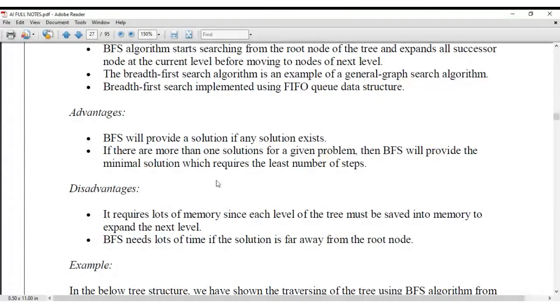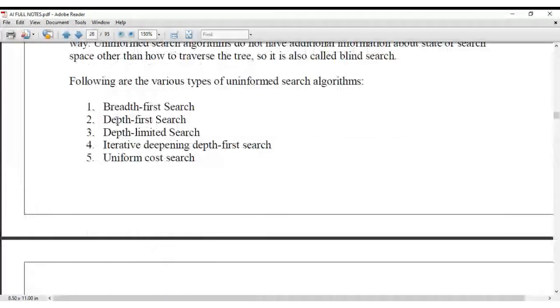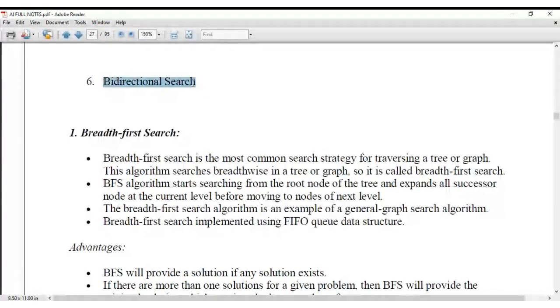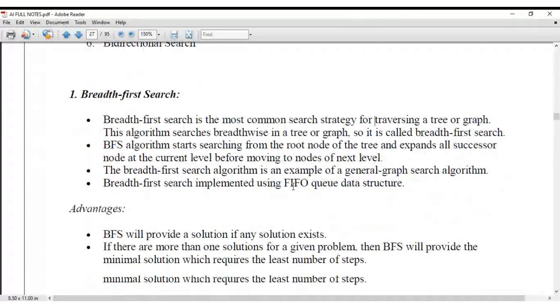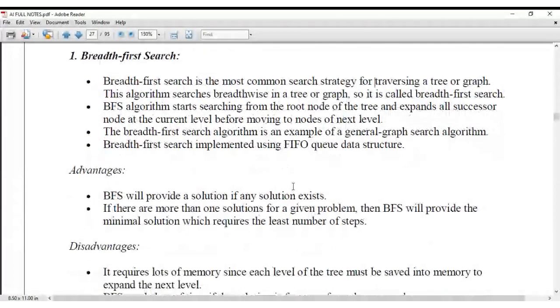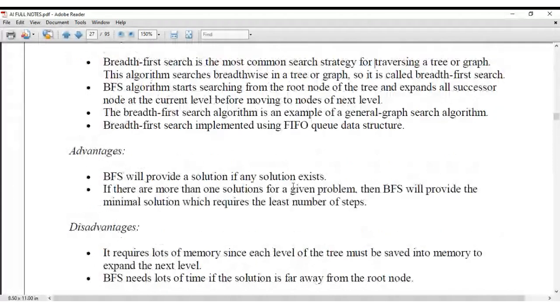So these are the types of uninformed search algorithms: breadth first, depth limited, iterative deepening, uniform cost, and bi-directional search. Now let's begin with breadth first. As the name suggests, breadth first is a search strategy that traverses a tree over its breadth before going downwards. All right, so this is how it works.